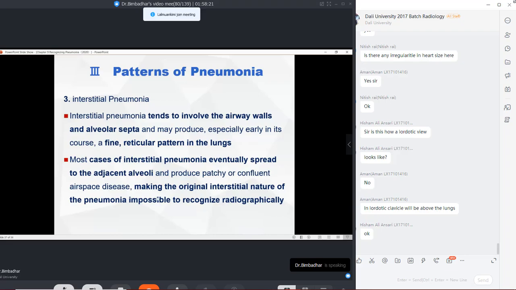Confluent means a group. So groups of patches are seen in the segments, and the interstitium that is closer to it will show up as a reticular pattern. That is a typical presentation of most viral pneumonias. The original interstitial nature of the pneumonia is impossible to recognize radiographically because of these patches, so that became a very characteristic feature. That is what a fine reticular pattern is.